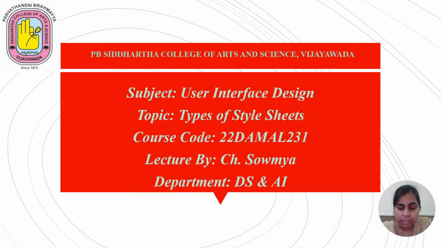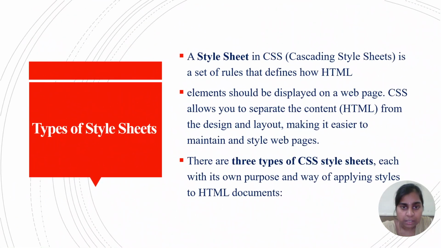Hello everyone. Today we are going to discuss the concept of types of style sheets. A style sheet in CSS is a set of rules that defines how HTML elements should be displayed on a web page. CSS allows you to separate the content from the design and layout, making it easier to maintain and style web pages.